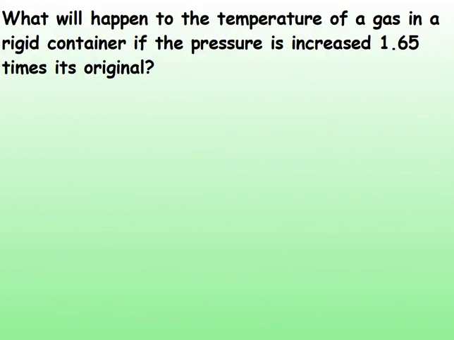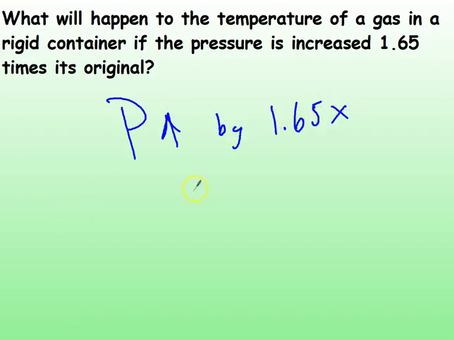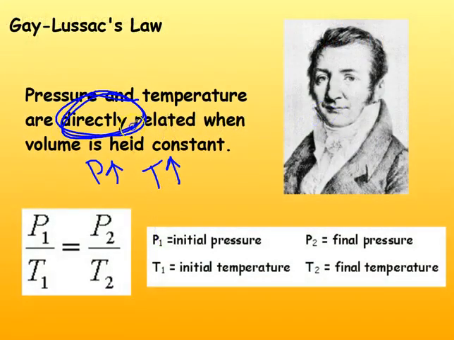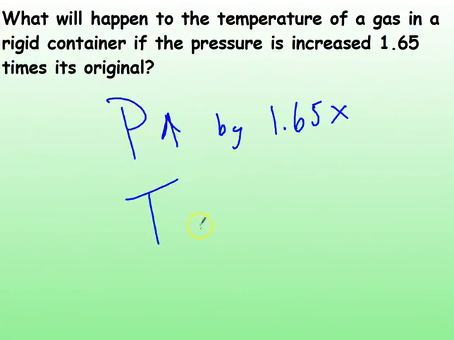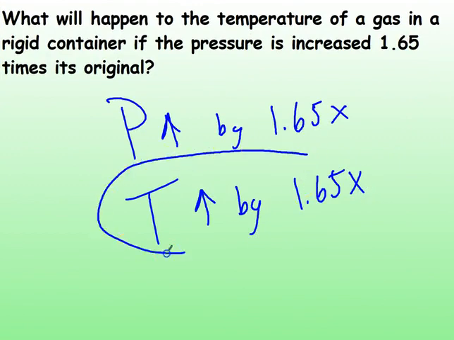What will happen to the temperature of a gas in a rigid container if the pressure is increased 1.65 times its original? So that means that the pressure increased by 1.65 times the amount. The temperature we said was directly related, meaning if the pressure goes up, the temperature goes up as well. So since the pressure went up, the temperature should also go up by 1.65 times the amount, the exact same rate because it is directly related. So that would be the answer for this one.